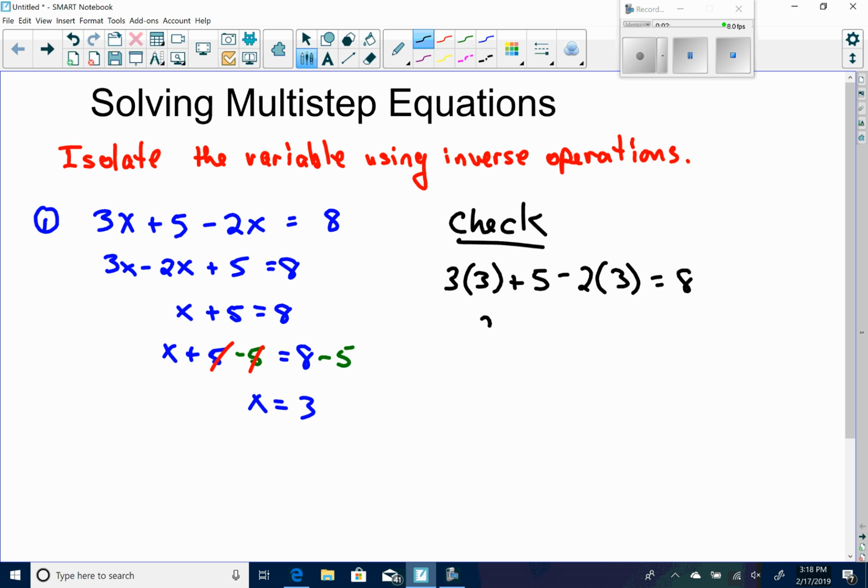So looking at this, I'm going to get a 9 plus 5. Negative 2 times 3 will give me a negative 6 or a minus 6. And that's going to equal 8. We're just going in order right here. 9 plus 5 will give me 14. And I'm still looking at this as 14 minus 6. I want to make sure that equals 8. So yes, on the left side here, 14 minus 6 does turn out to equal an 8. And I see that my left side is equal to the right side of this equation.